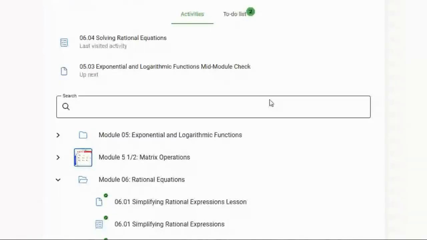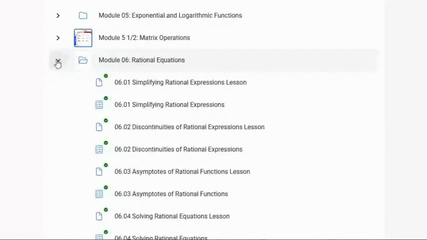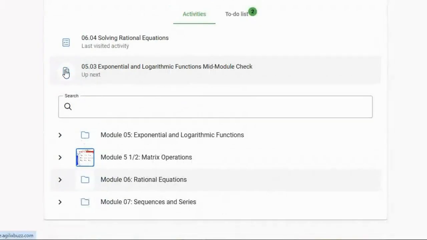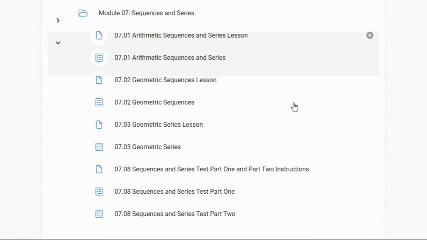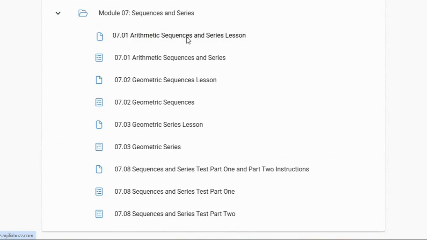So let's take a look at that. I'll put it back up on the screen. So you want notes on these, and it makes it real simple. All right, I'm going to close Module 6 because we're done with that. Open Module 7. Arithmetic sequences and series, lesson 7.01.